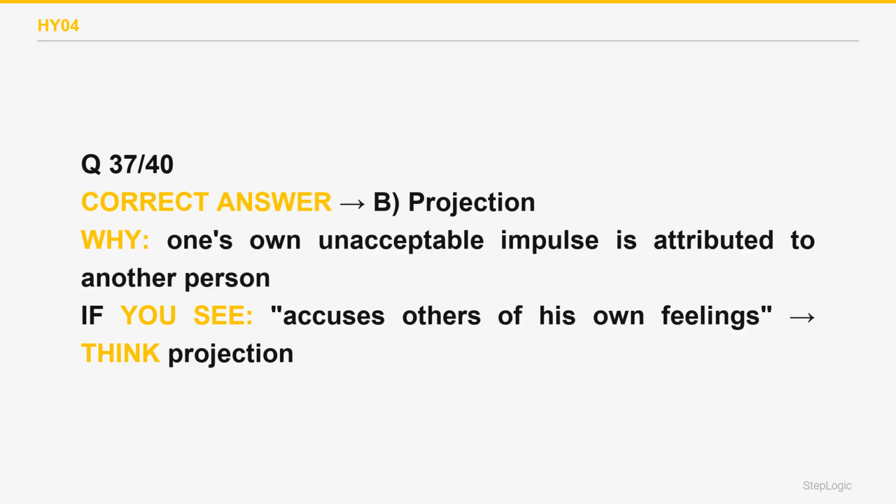Displacement redirects an emotion onto a safer target, like yelling at the kids after a bad day at work, rather than attributing the feeling to someone else. Choice C, wrong. Denial is refusing to accept an external reality altogether, not relocating a feeling onto another person. Choice E, wrong. Attributing his own impulse to his wife is projection.